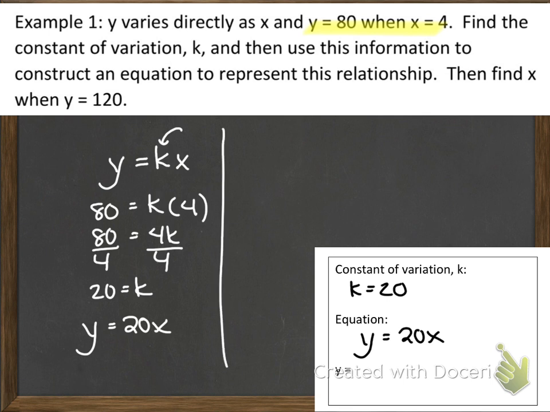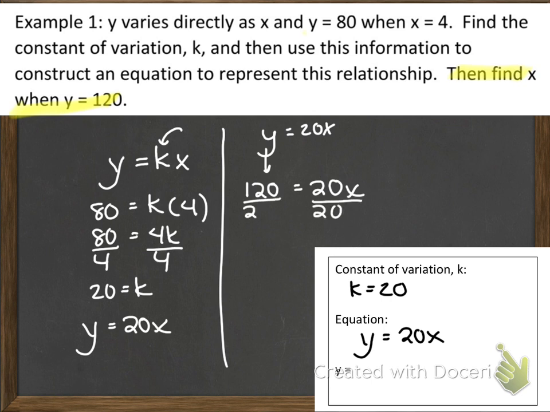Now let's keep reading because we haven't even finished reading this problem yet. It says, then find x when y is equal to 120. So we have y is equal to 20x, and it says to find x if y is equal to 120. So we have 120 equals 20x. This is a simple one-step equation. We solve it by dividing both sides by 20, and we find that in this case, x is equal to 6. So this should not say y, this should say x. It should say x equals 6.